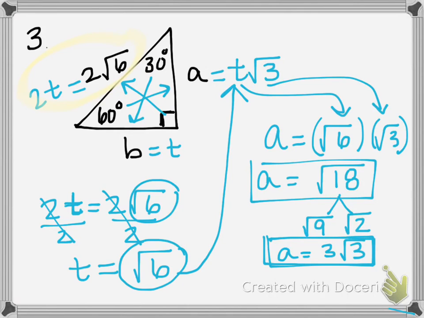And then if I plug in here, we get B equals the square root of 6. So these are my two answers here. And you could also put them as decimals.